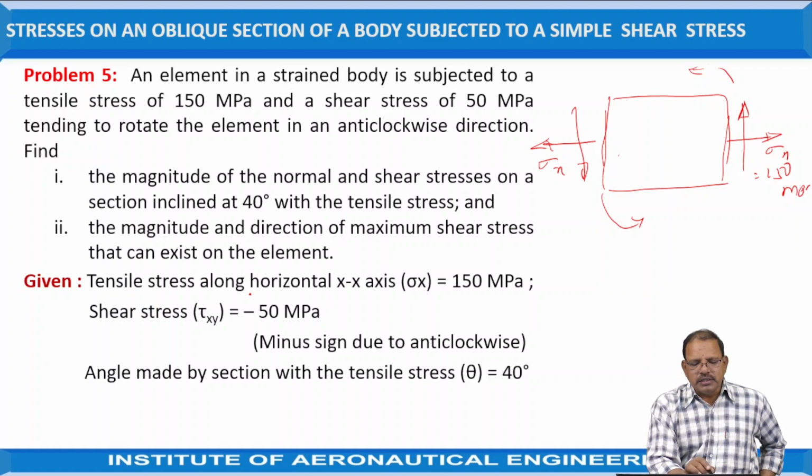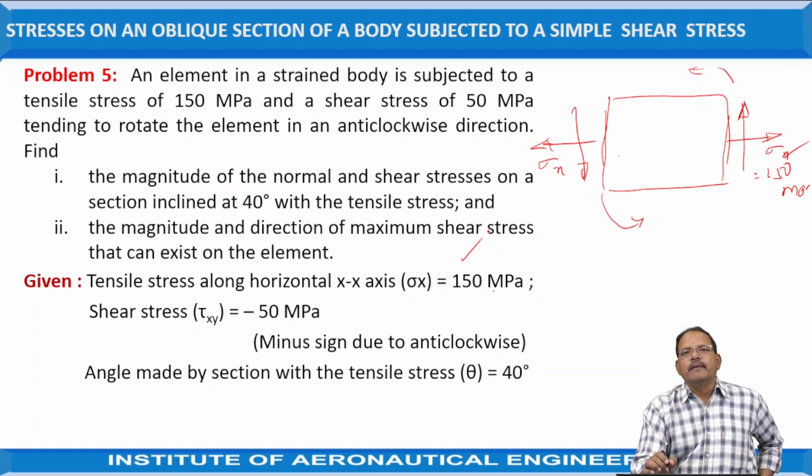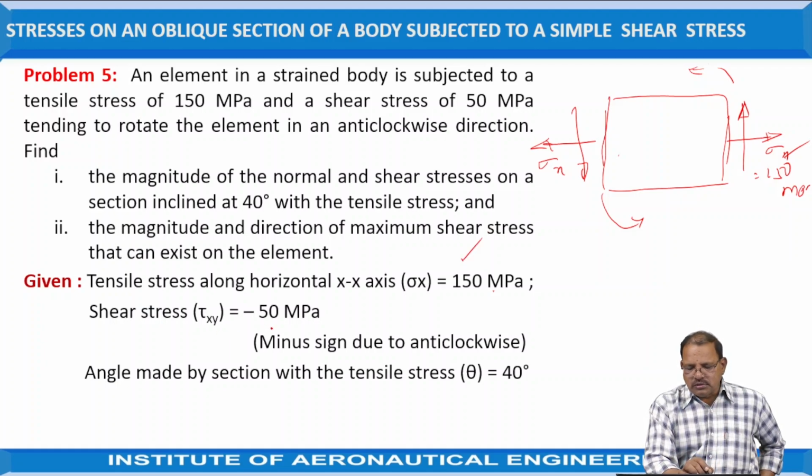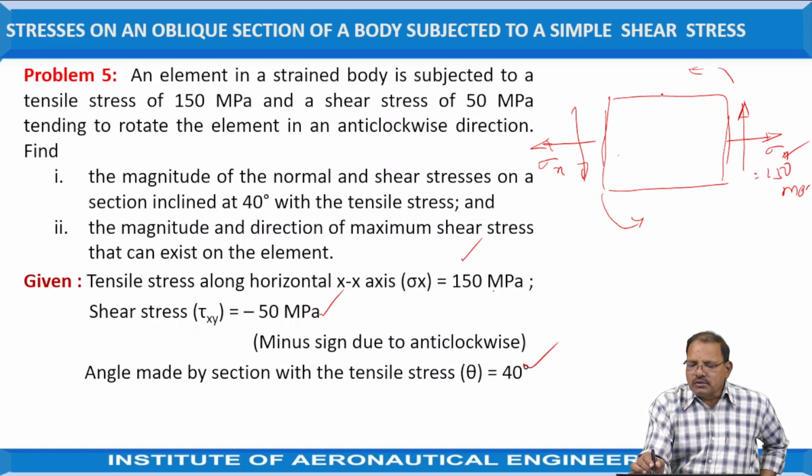So the given data in the problem: the tensile stress along the horizontal direction, sigma x, is equal to 150 megapascal. Shear stress is equal to 50 megapascal, but it tends to rotate the body in anti-clockwise direction, hence it is negative. And the angle made by the section with the tensile stress, theta, is equal to 40 degrees, already given.